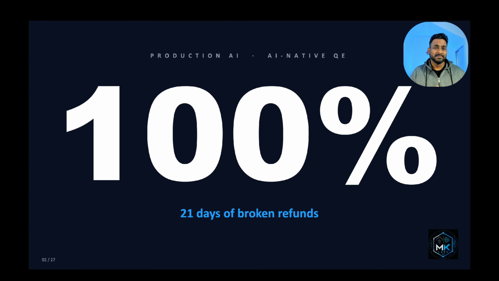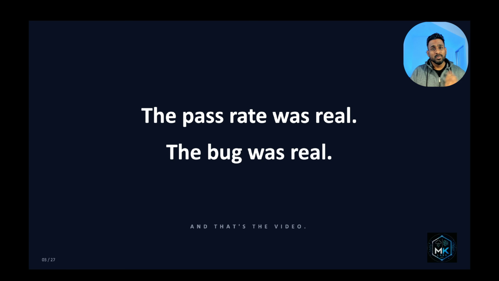This is the gap. The gap between what your test suite claims and what the business is experiencing. The pass rate was real, the bug was real, both true at the same time, and here's what I want you to notice. The AI didn't fail in the way people imagine AI fails. It didn't hallucinate nonsense. It didn't crash. It didn't throw any error. It did exactly what it was asked to do. The problem is, what we asked it to do was harder than we realized.